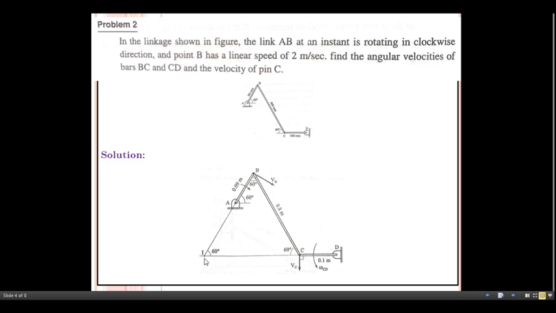Both the lines meet or intersect at point I. This point I is nothing but the instantaneous center of rotation. This angle is 60 degree, so automatically this angle we can get is 60 degree. Focusing on I, B, C, this is an equilateral triangle. This length is 0.8 meter or 800 mm, so the lengths IC and IB must be 0.8 meter.